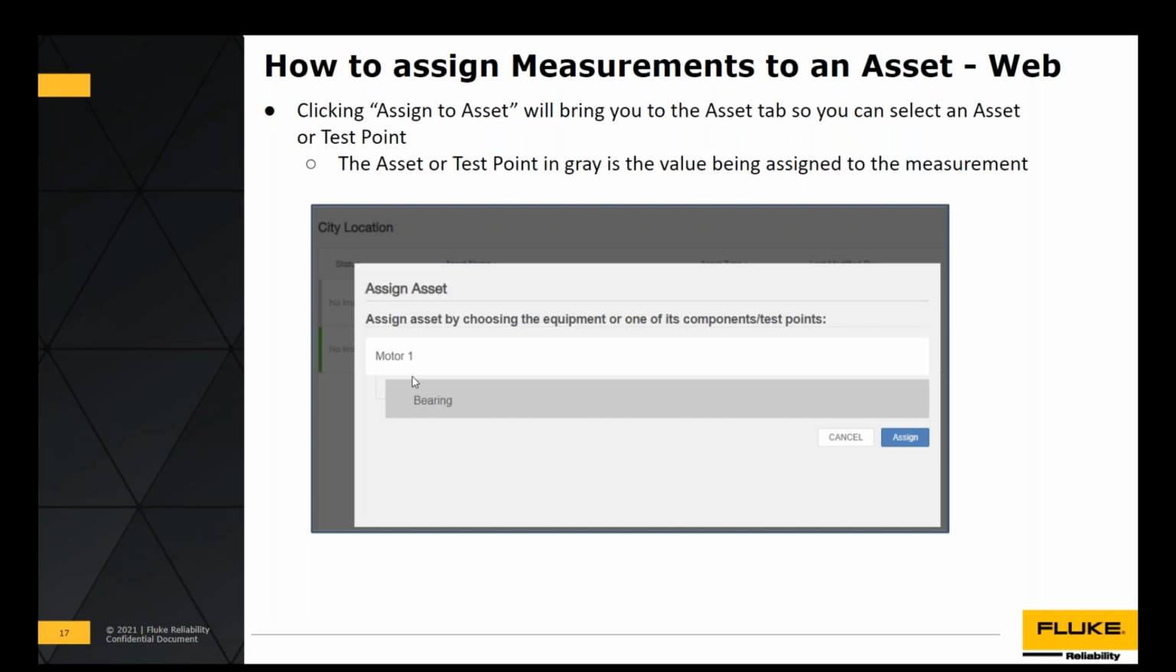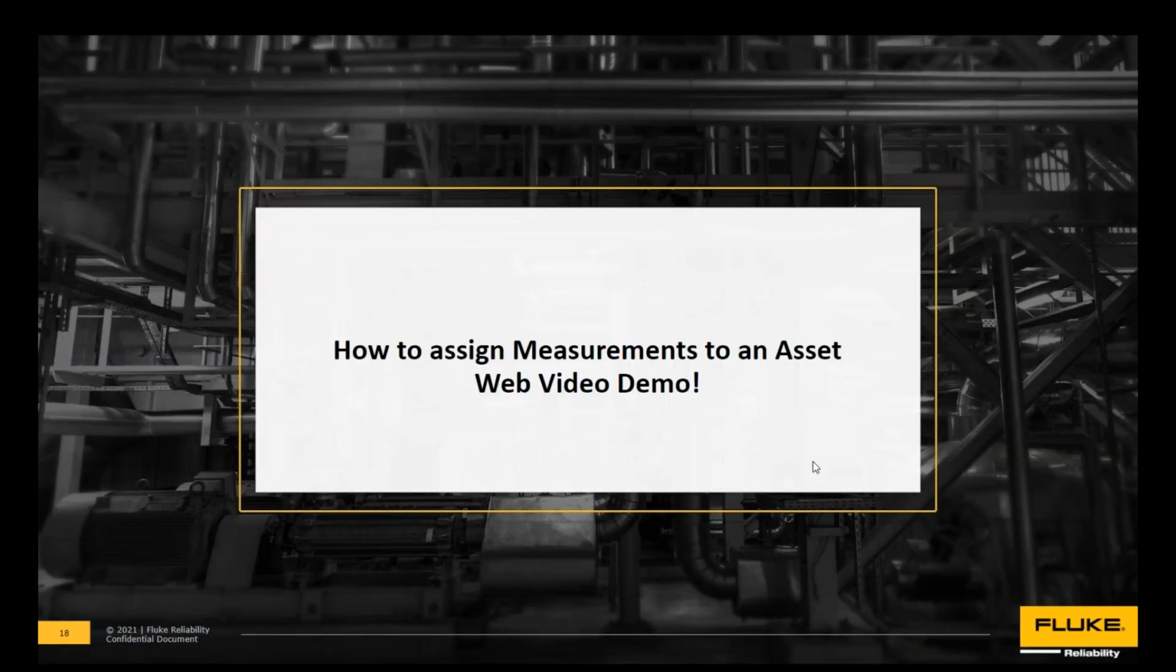Whichever record or asset or test point that it is selecting will be highlighted in gray. So for that specific measurement, I am assigning it to the bearing. So I select bearing, and then you can click assign. I'll go ahead and show a video.